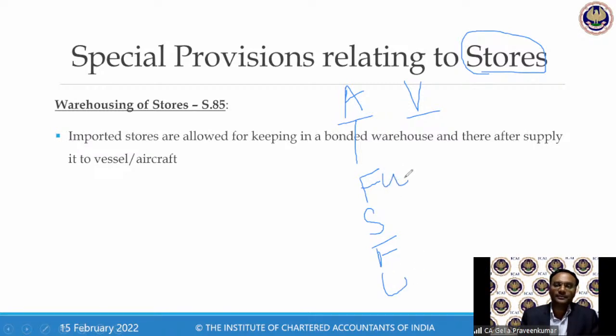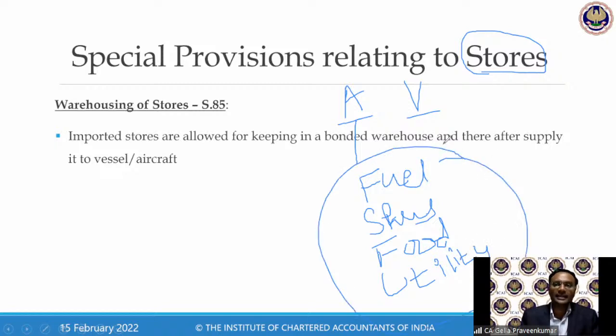Fuel, spares, food, and utility. Now, all these items can be called your stores, which are essential for an aircraft or a vessel.